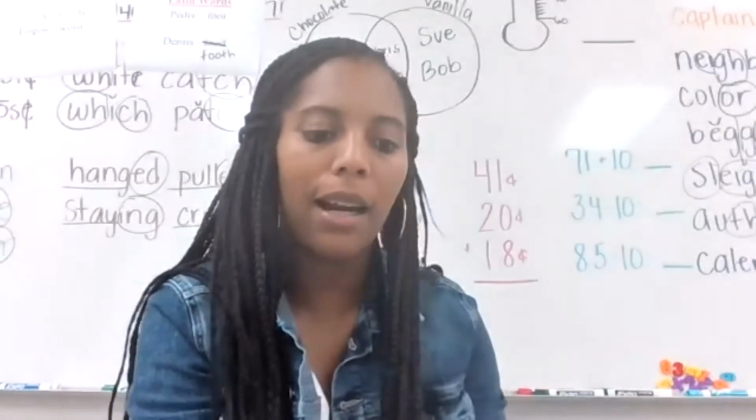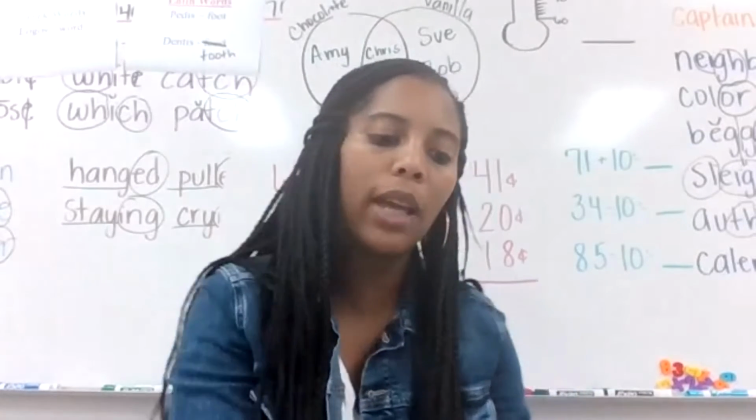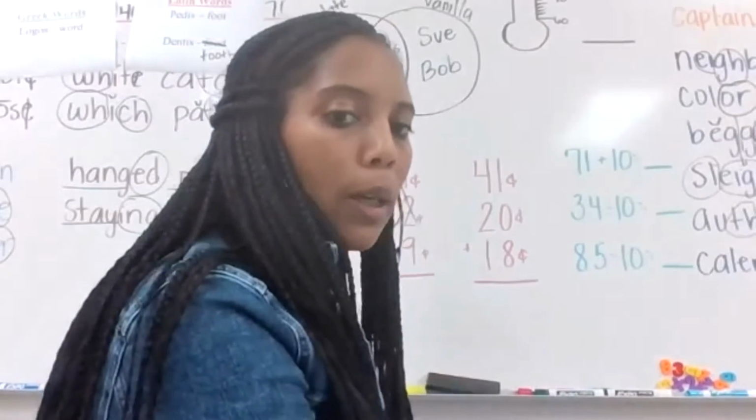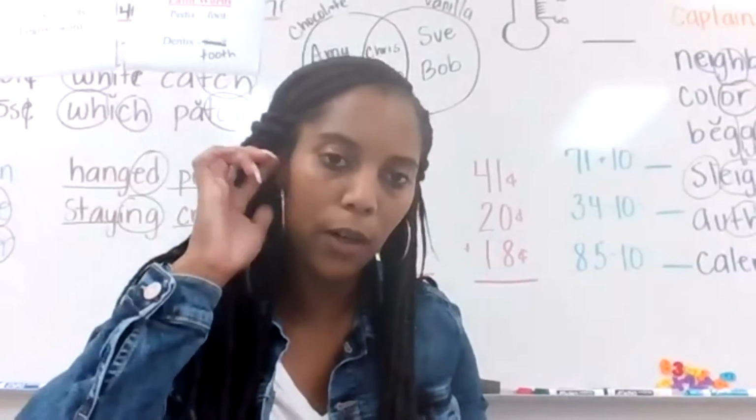All right, let's look at number 5 as well together. Let's go ahead and draw your coins. So we have 3 dimes, 2 nickels, and 4 pennies. Go ahead and draw those out. 3 dimes, 2 nickels, 4 pennies.